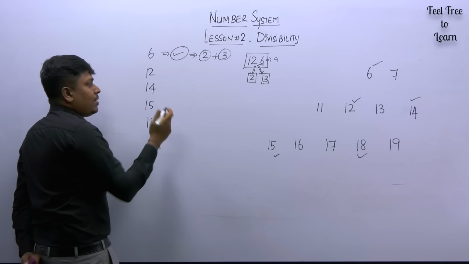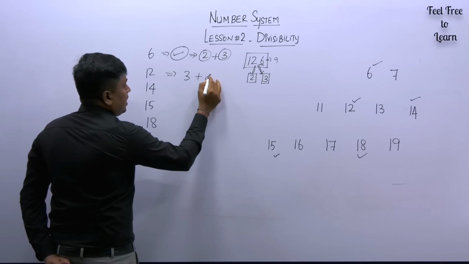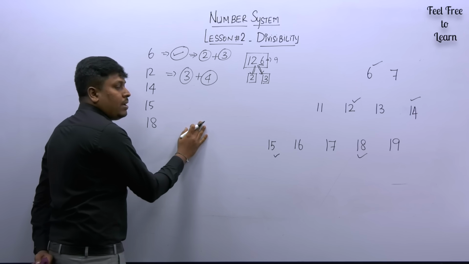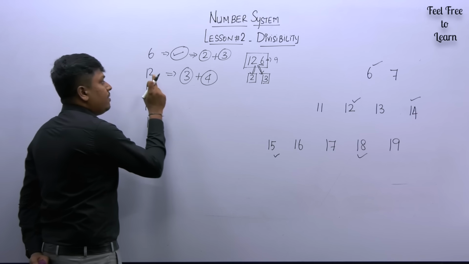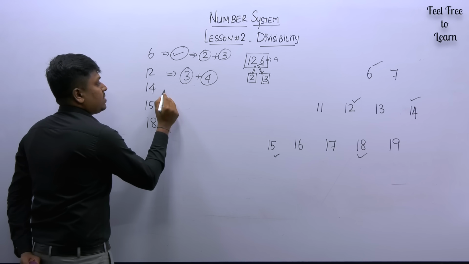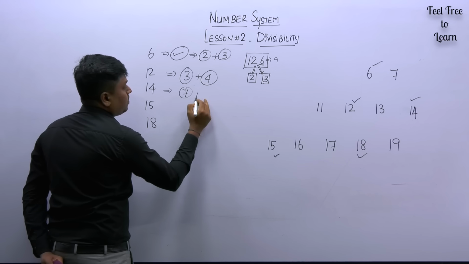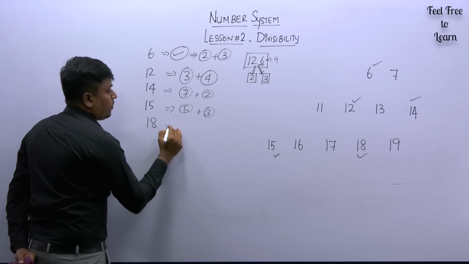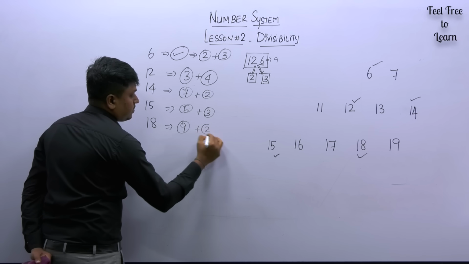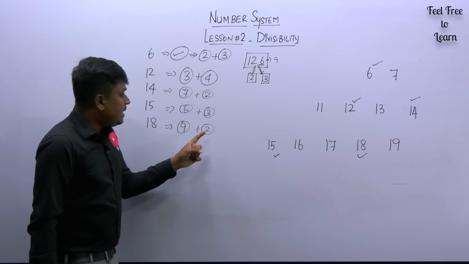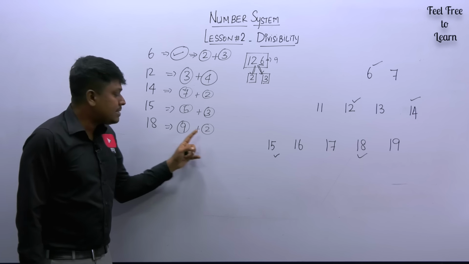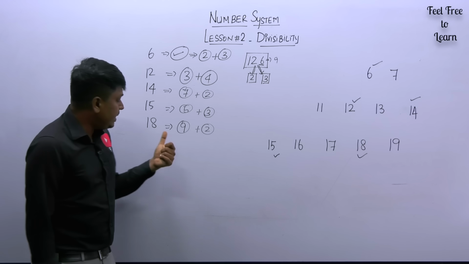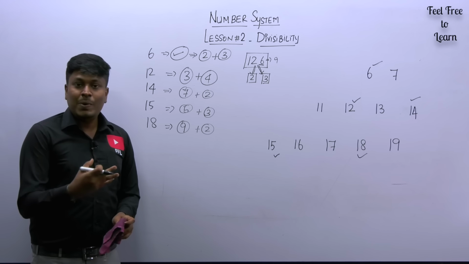So similarly, you can learn all these. For 12, it is 3 and 4. If a number is divisible by 3 as well as the same number is divisible by 4, then we can surely say that the given number will be divisible by 12. Easy or not? So now it is for 14, 7 and 2. Got it? So 15, 5 and 3. See how easy it is. For 18, 9 and 2. Got it? If a number is divisible by 2 as well as the same number is divisible by 9, then we can say that the complete number can be directly divisible by 18. Just see how easy it is.